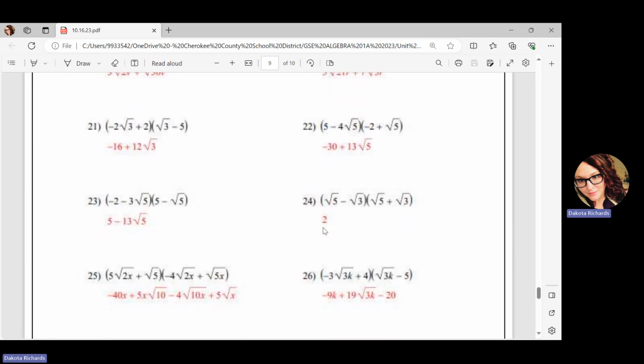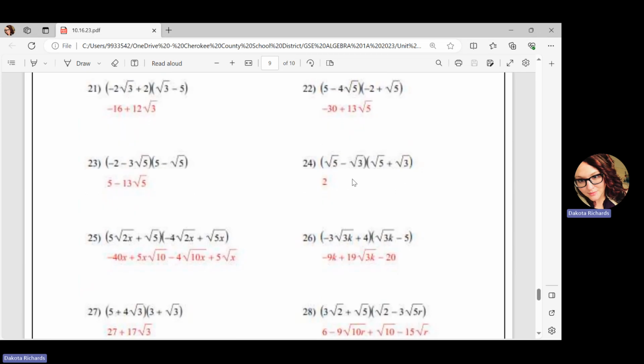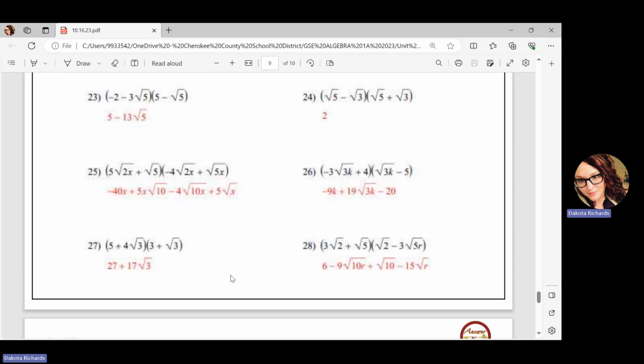Number 21, negative 16 plus 12 square root 3. Number 22, negative 30 plus 13 square root 5. Number 23 is 5 minus 13 square root 5. Number 24 is just 2. And when you get to algebra 2, these are actually called conjugates. You'll learn about that. Number 25, we did this one together.